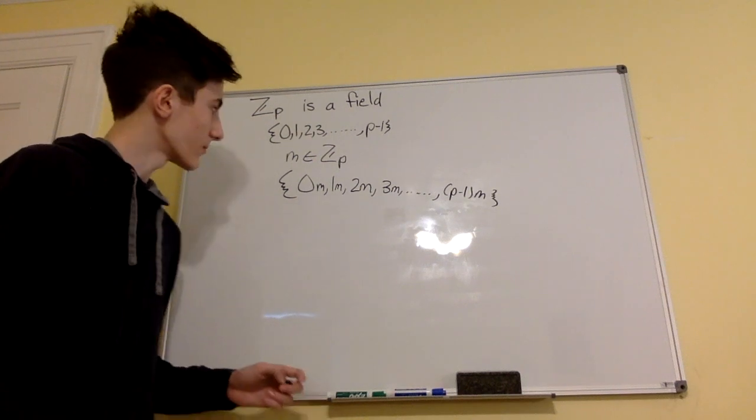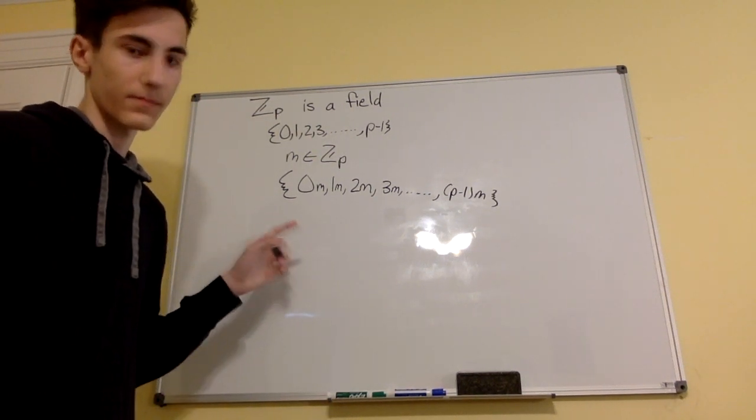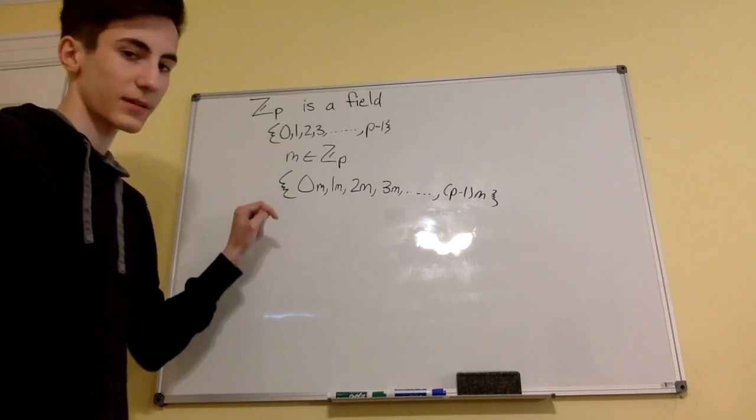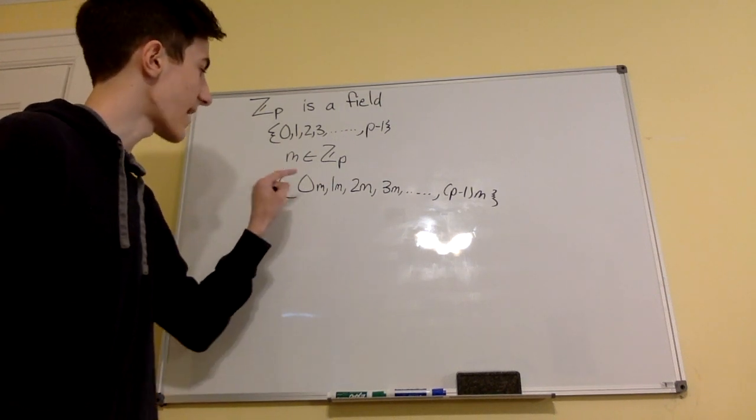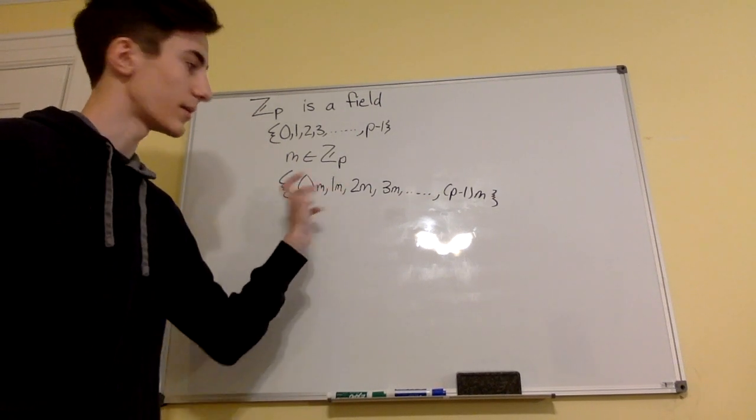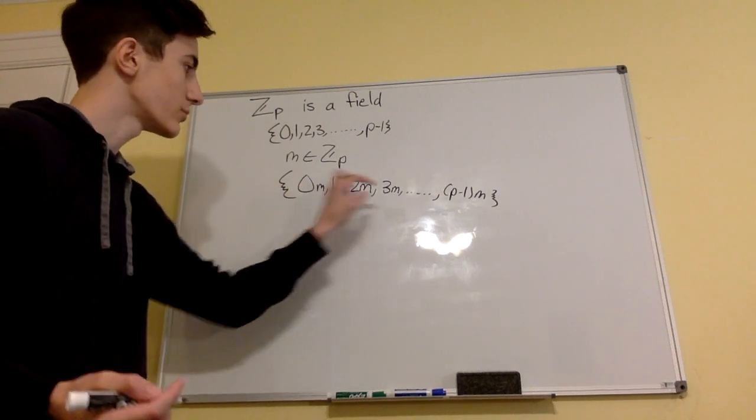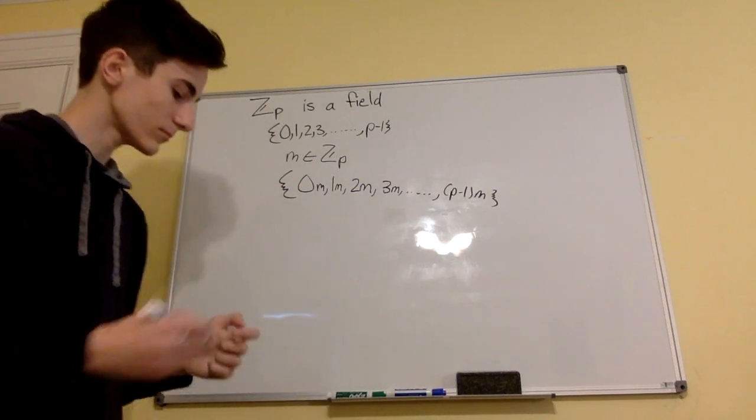Now, we're going to assume that M has no multiplicative inverse in Z_P. Okay, so that means, because M has no multiplicative inverse, that none of these can be equal to 1. So 0M, 1M, 2M, none of them are equal to 1. And by the pigeonhole principle, that means that two of these have to be equal.